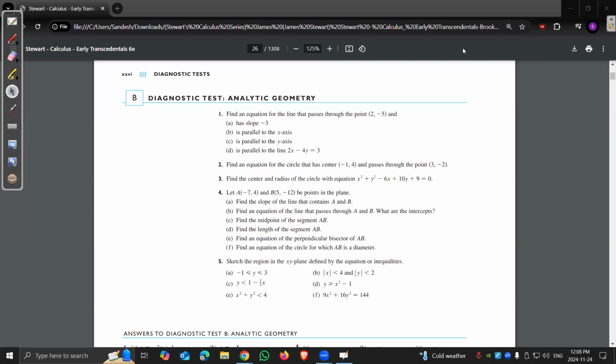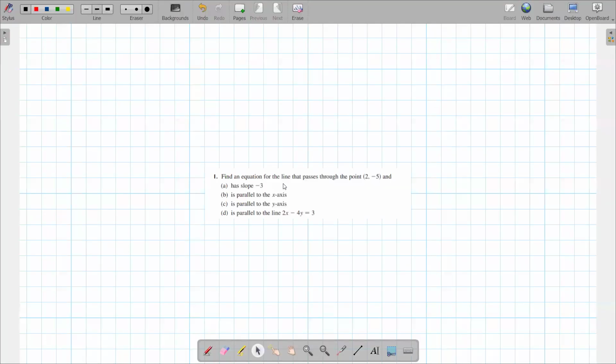All right, let's do some. So last time we did some algebra. Let's do some geometry here. It's going to be pretty simple. It's basically just a review, nothing really new.